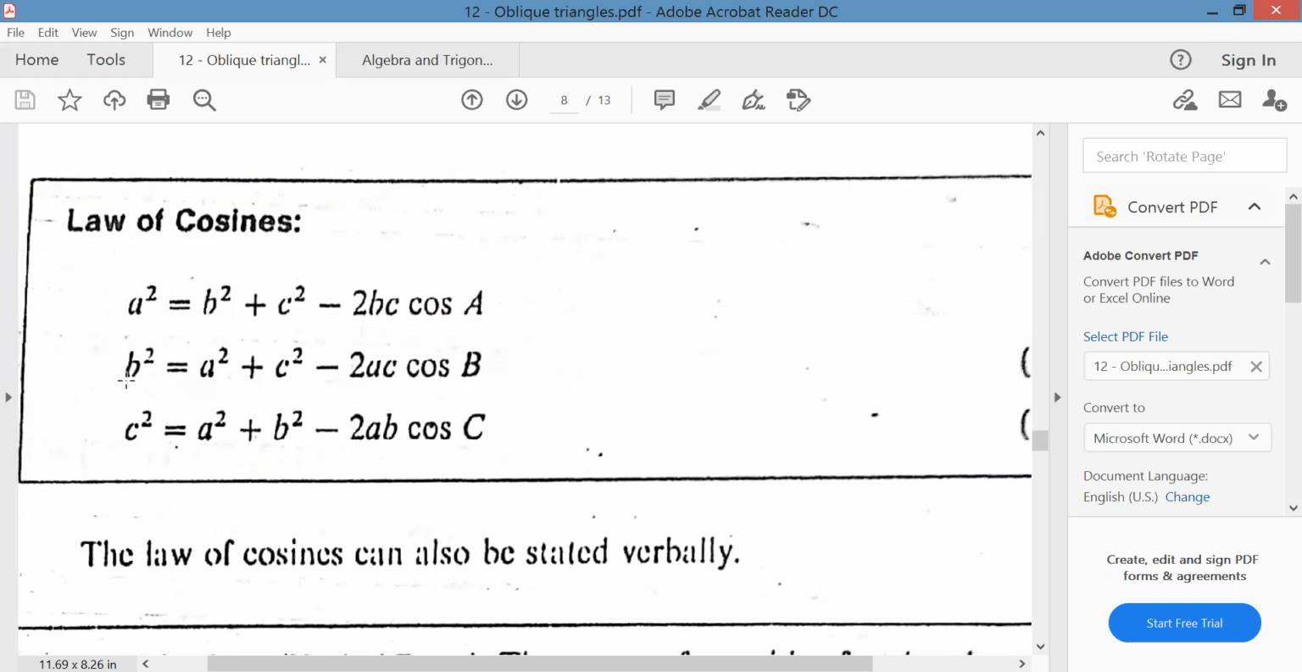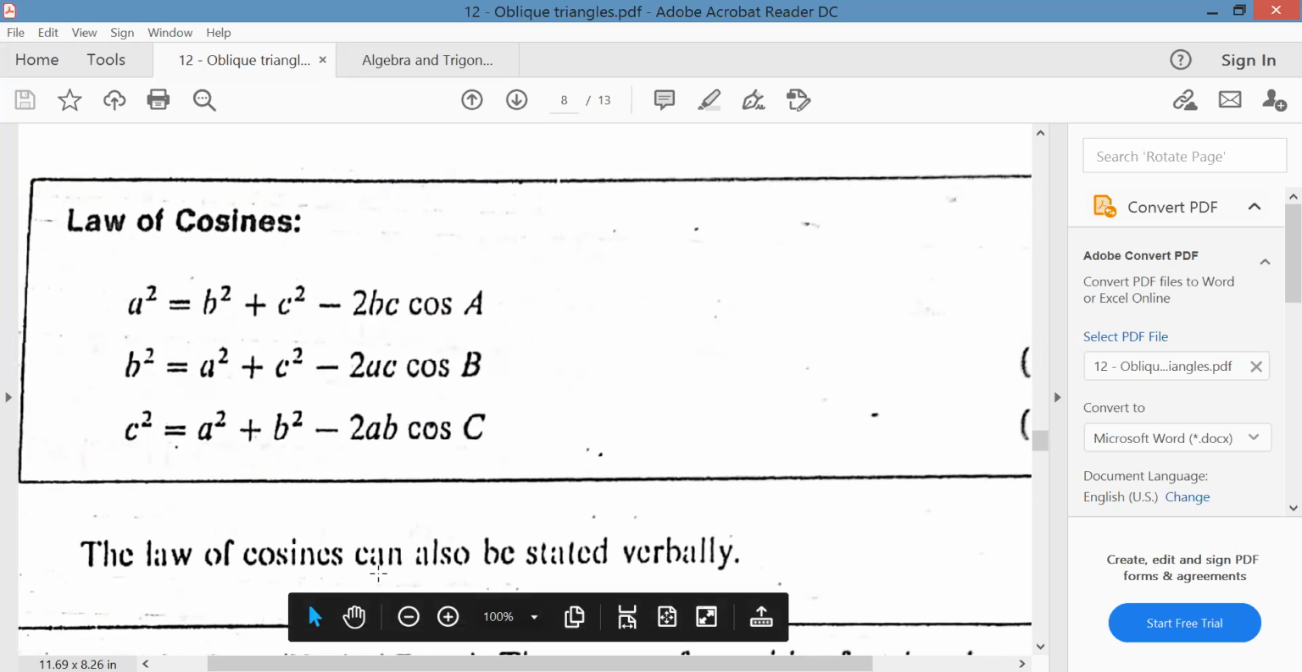Similarly, the next relation is b square equal to a square plus c square minus 2ac cos B. B is again an included angle between the sides a and c. And the next relation is c square equal to a square plus b square minus 2ab cos C. C is the included angle between the sides a and b.